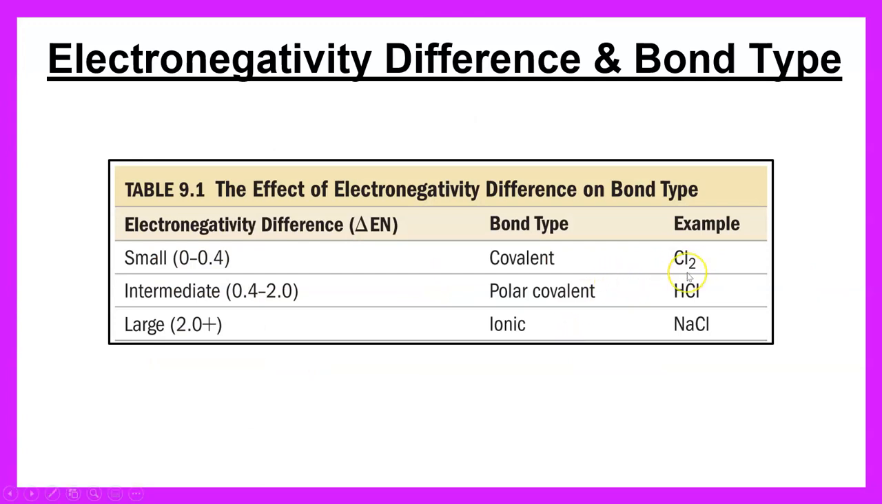Some examples like Cl2, right? Two identical atoms bonded, totally covalent, compared to something that's very polar but not quite enough to be ionic. Sodium chloride, our classic ionic example.